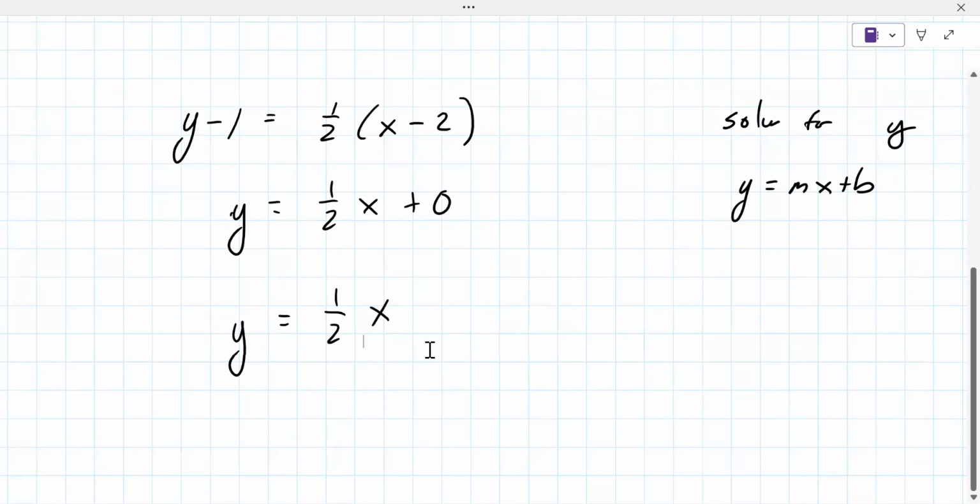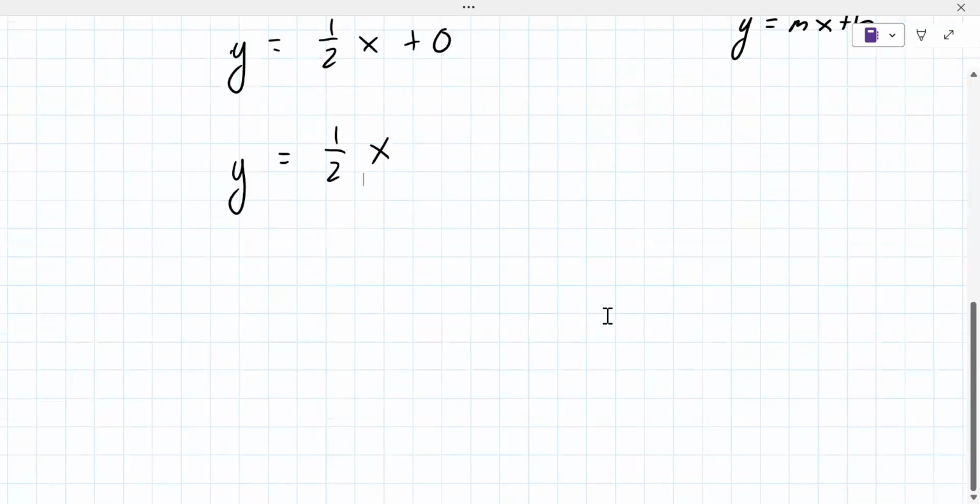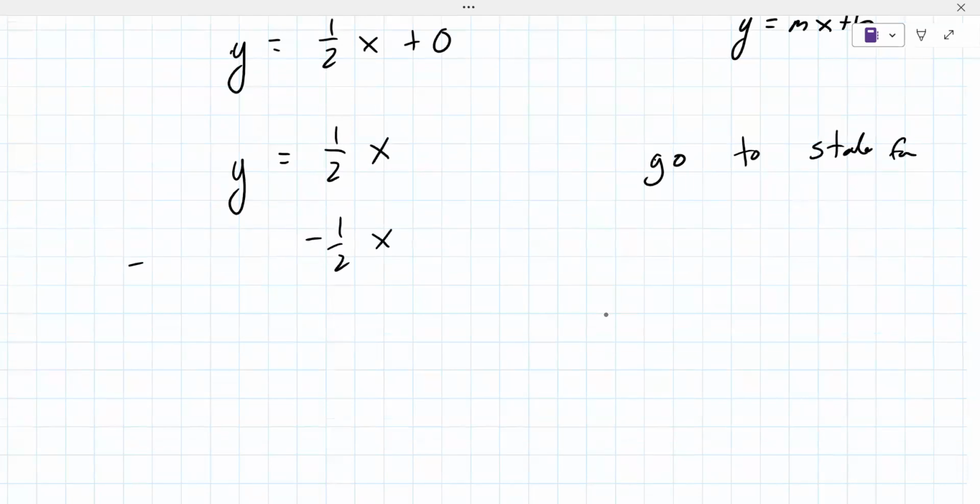Okay. Now to go to standard form, which is what we're gonna do next, you would subtract 1/2 x from both sides. You typically move it to the left. So minus 1/2 x plus y equals 0. And then you multiply everything by a number to get rid of the fraction here.